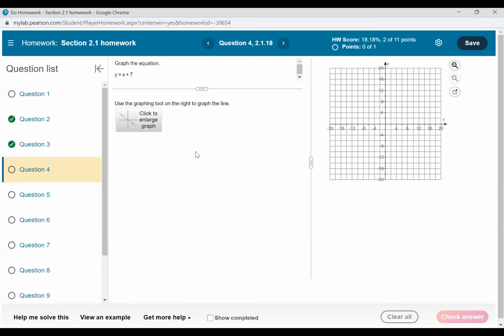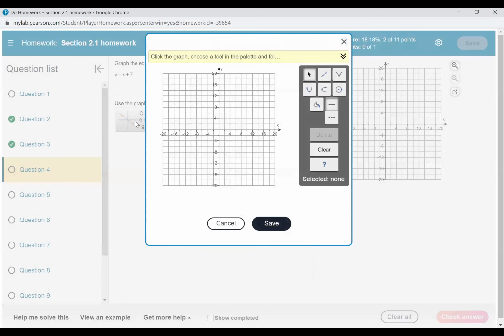So what I do is I click on this gray box that says click to enlarge graph. It pulls up another window. So you see the little arrow, that's called the object selection tool. I'm going to go one right over that says line tool. You're going to click on the line tool and start plotting your points.